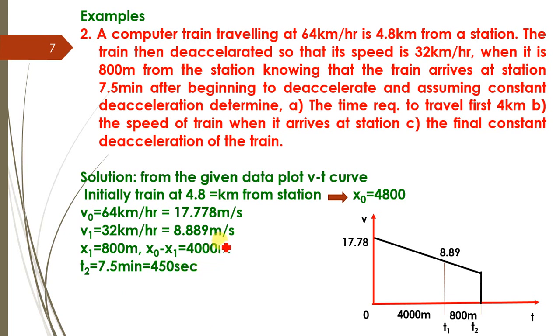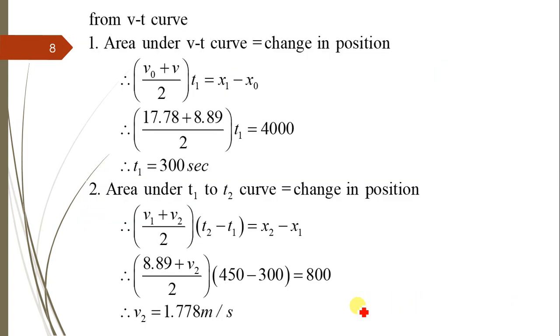So this is the given data, and from that we have plotted this VT curve. Now by using this VT curve we can determine the required quantities. The first quantity required is the time required to travel the first 4 km. How much time will it take to travel this first 4 km? So here from the VT curve we are getting two things. First, the slope of the VT curve will give us the acceleration, and second, the area under the VT curve will give us the change in position. So by using these two things we are determining the required quantities.